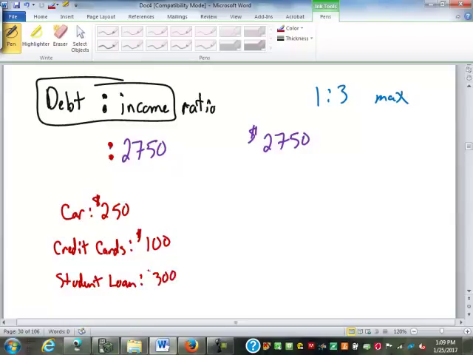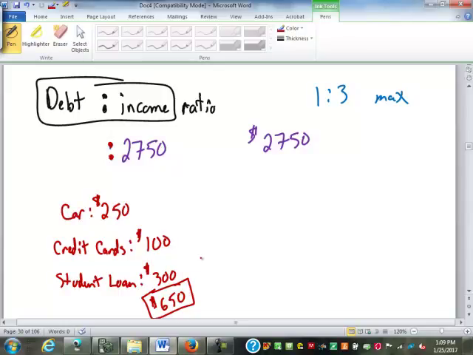Let's round it up to 300 just to keep it easier on us. But yeah, that $200 to $300 a month is usually typical for student loans. So right there we have, what, $650 total for debt payments. That's not including any personal loans.